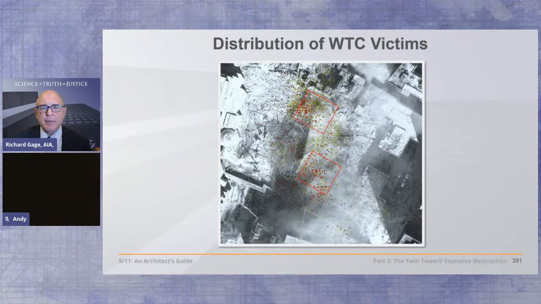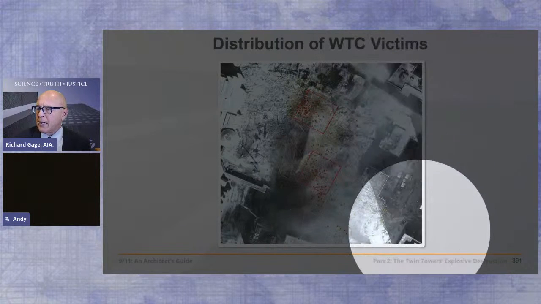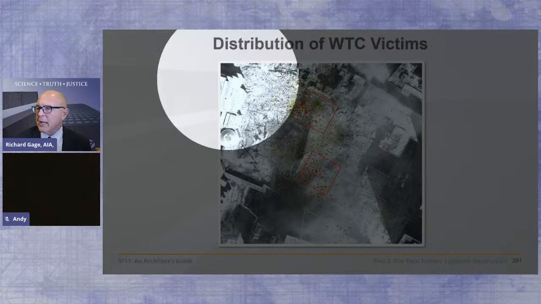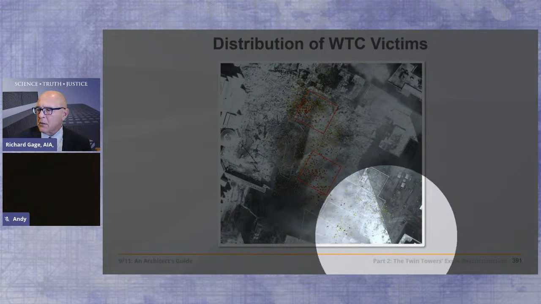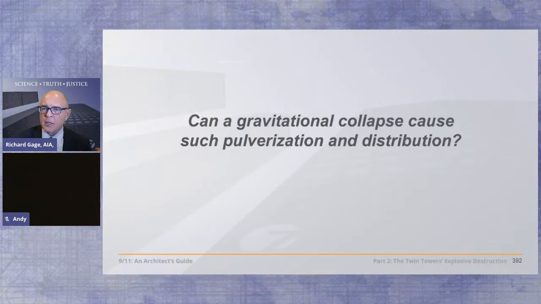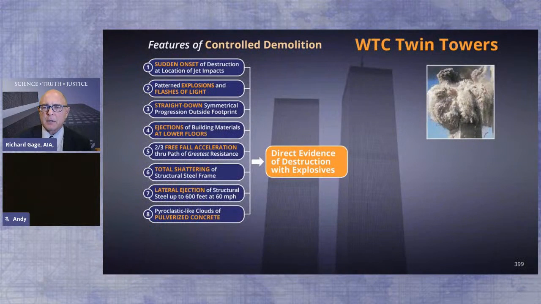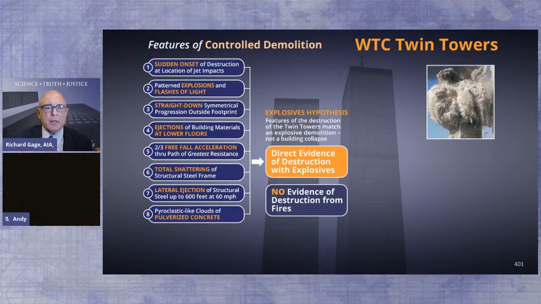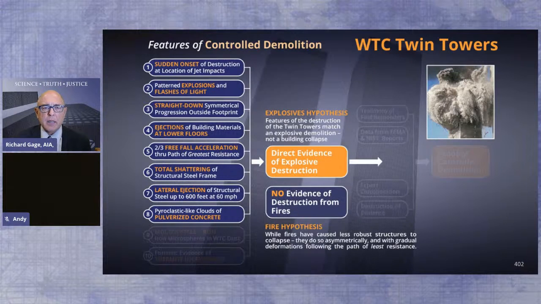And the pieces they did find are spread 800 feet outside the World Trade Center. How did they get way over here? Can a gravitational collapse cause this incredible pulverization and distribution of these bodies? Well, what have we been looking at today? Is this direct evidence of destruction with explosives? Fire doesn't create these features, any of them, let alone all of them.